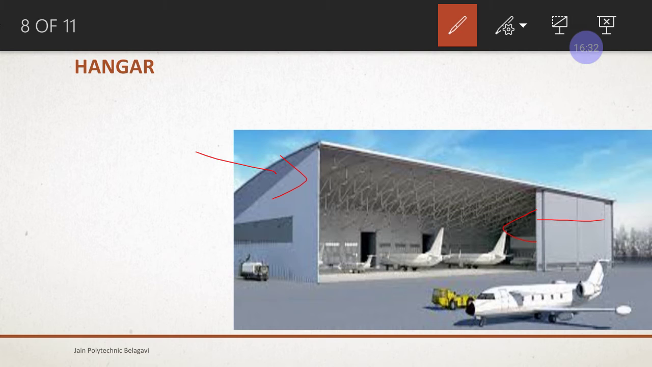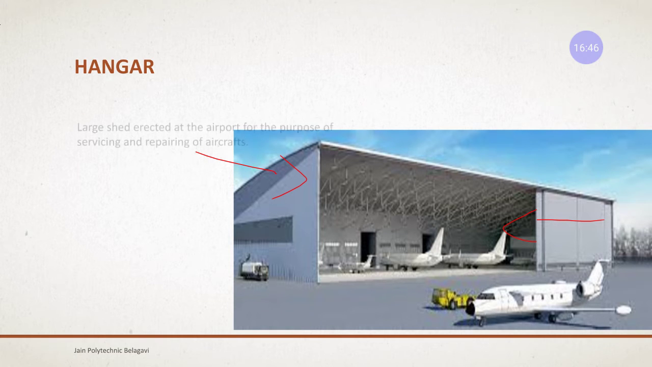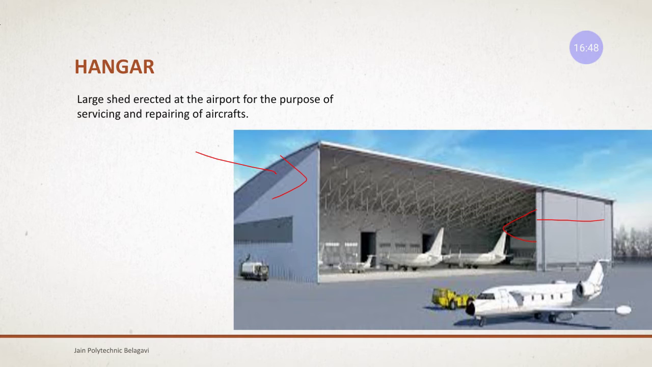It is a large shed in which the aircraft will be made to stand. It is not one aircraft, a number of aircrafts will be kept here for servicing and repair works. The same thing is written here as the definition: large sheds are erected at the airports for the purpose of service and repair of the aircrafts.